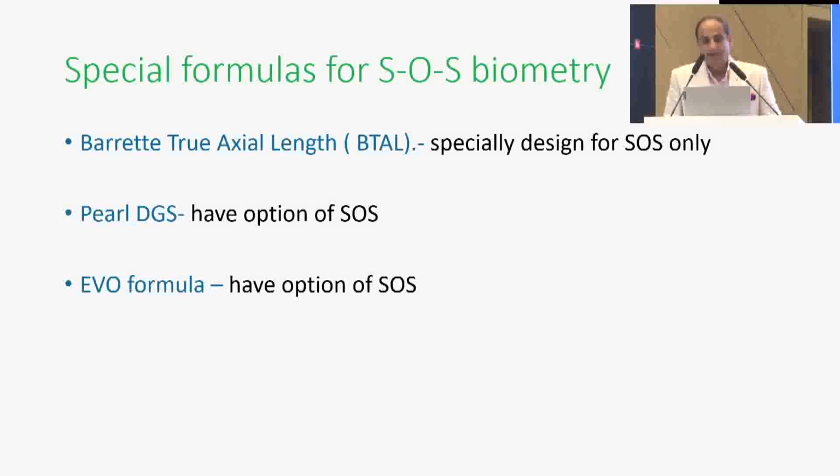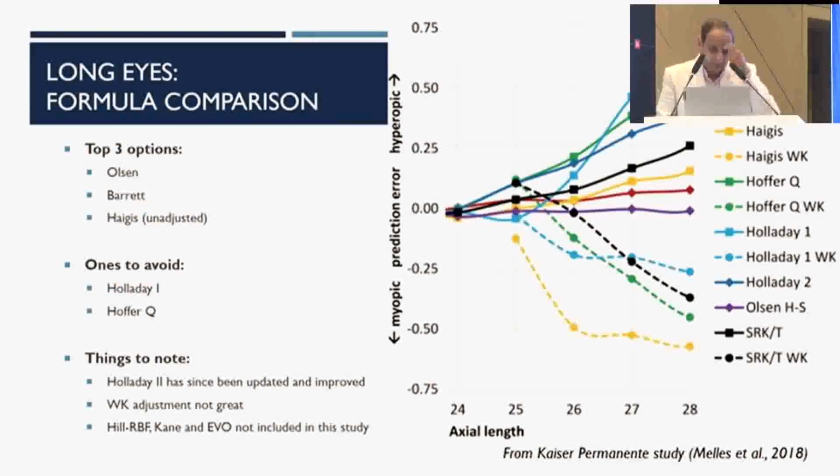Other Pearl DGS and EVO formulas are also there for Argos SOS biometry. But if you say a specific one, it's the Barrett True Axial Length formula, which is for SOS machines only. A nice study was done in 2018 by Melles, and for long eyes, the top three options at that time in 2018 were Olsen, the Barrett, and the Haigis unadjusted formula.